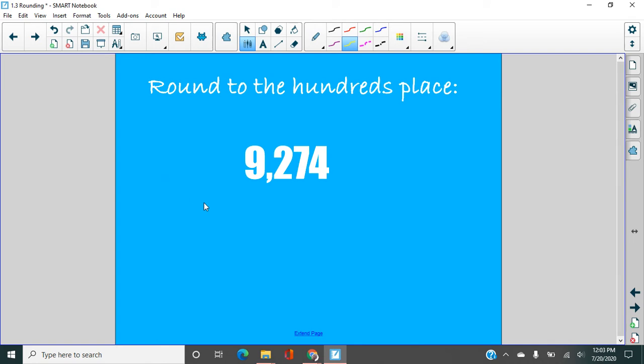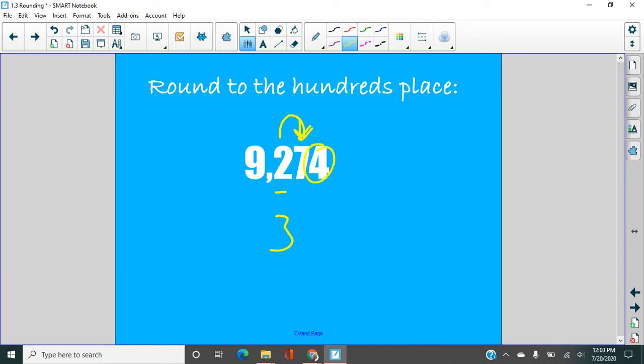Hey, what about this one? Rounding to the hundreds place. So we're going to underline the hundreds place. We'll draw an arrow over to the 7. And what do you think this will be? Well, the 7 that we've just drawn an arrow to right here, it is 5 or above. So it's going to push this 2 up to become a 3.